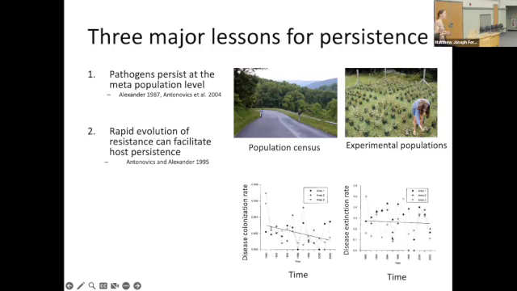They also found that rapid evolution of resistance can facilitate host persistence. So they found that there was a tremendous amount of genetic variation in resistance, and that this could be rapidly selected for, and was really important for basically allowing the plants to persist in the face of disease.